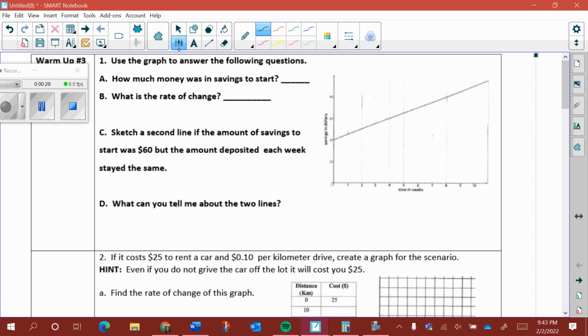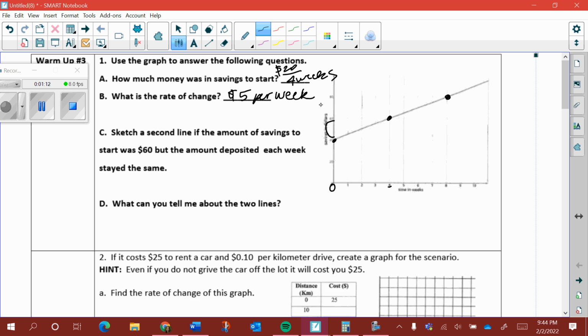And what is the rate of change? Again, use a nice, pretty point. So I would use this point and this point right here. I know it's kind of hard to see, but those are the points we identified earlier. So this is 60, and it gives me 4. Okay, so from here, which was 0, 40, to 4, 60, I went up 20. This is up 20 and over 4. So $20, that's my savings in 4 weeks. So it's going to be $5 per week.